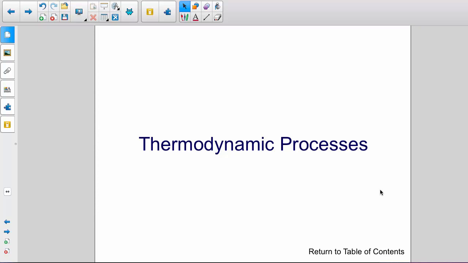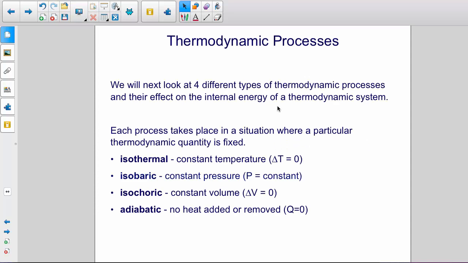Thermodynamic processes. We'll next look at 4 different types of thermodynamic processes and their effect on the internal energy of a thermodynamic system. In fact, we've briefly touched on 3 of these: isothermal, isobaric, and isochoric. Adiabatic is a new type of process. Well, let's look at them in a little bit more detail.